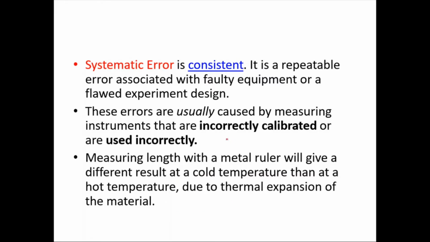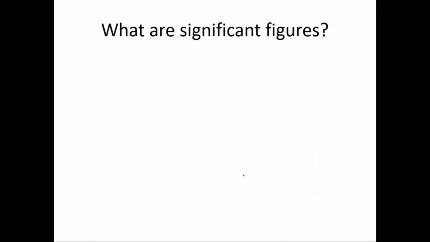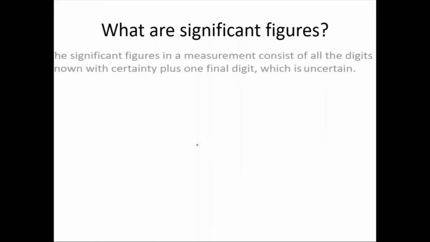So for example, if you are measuring some length with a metal ruler on a hot day, it is going to be a little bit elongated. It will expand. So on a hot day, when you measure with a metal ruler, you are always going to measure more than 1 meter. For example, if this is 1 meter, on a hot day you are always going to measure more than 1 meter. Let's start with the significant figures.